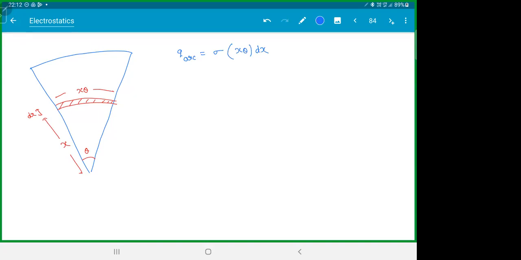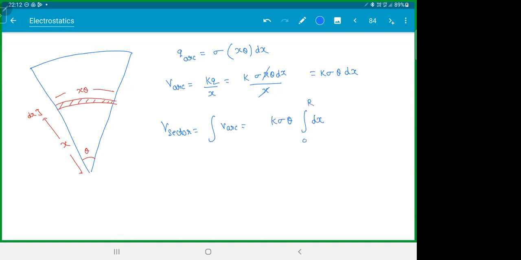Now, due to this arc, what will be the potential at the center? Since all are equidistant, the potential due to the arc will be kq by x, which is k sigma x theta dx by x. x cancels off. So this is k sigma theta dx. This is the potential due to the arc. So if you want the potential due to the sector at the center, integrate all the potential due to the arcs. K sigma theta, all this is constant, only dx is variable. x is going from 0 to r. K sigma theta r. That's it.